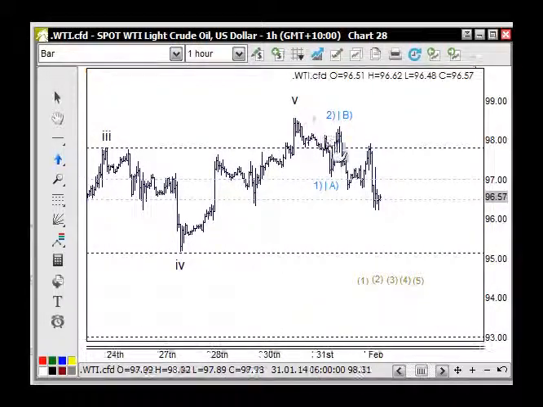The move down through here can also be counted in both ways as well. It can be counted as an A, B, and a C. The A wave would be to here, the B wave would actually be to here, and the C wave would be to here. So it's got a complete here as such.